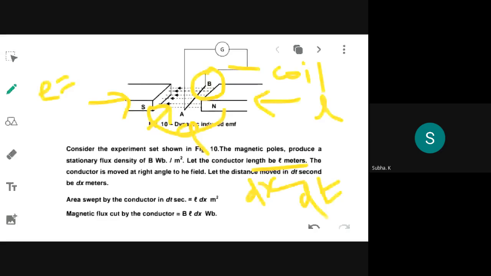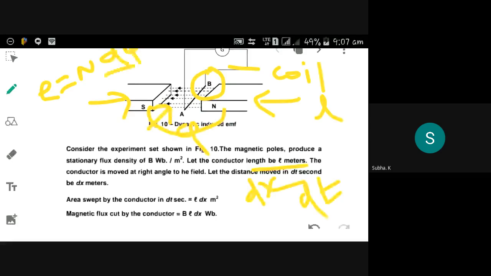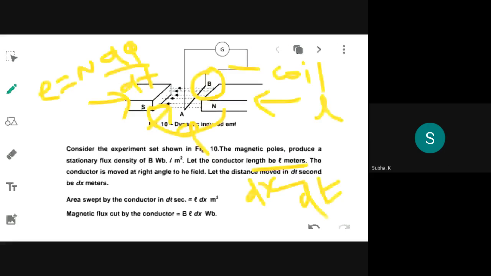You know that already, as per Faraday's law of electromagnetic induction, there is an equation for EMF. Which formula is it? E equals minus N into d phi by dt. Another formula also you are going to develop, that will be the principle of operation of a generator, based on this arrangement only.